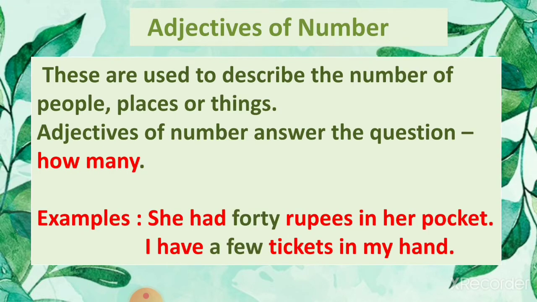The next is adjectives of number. These are used to describe the number of people, places or things. Adjectives of number answer the question how many, right? So adjectives of number tell us the number of people or places or things in a sentence. For example, she had 40 rupees in her pocket. I have a few tickets in my hand. Here 40 and a few are examples of adjectives of number.